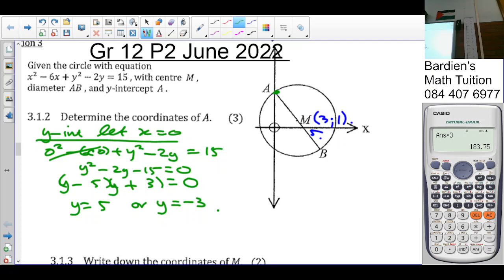Why do we have two values? Because there are 2 points of intersection with the y-axis on this graph. This one being minus 3, so A's coordinate is then the positive one. Why? Because it's on the positive part of your y-axis. So it's (0, 5).